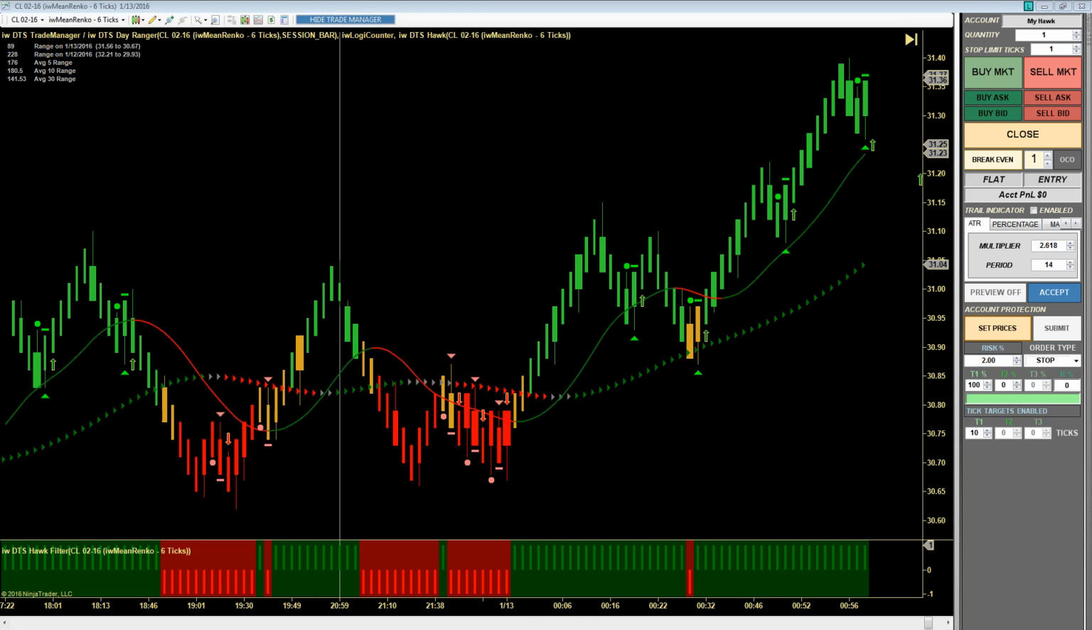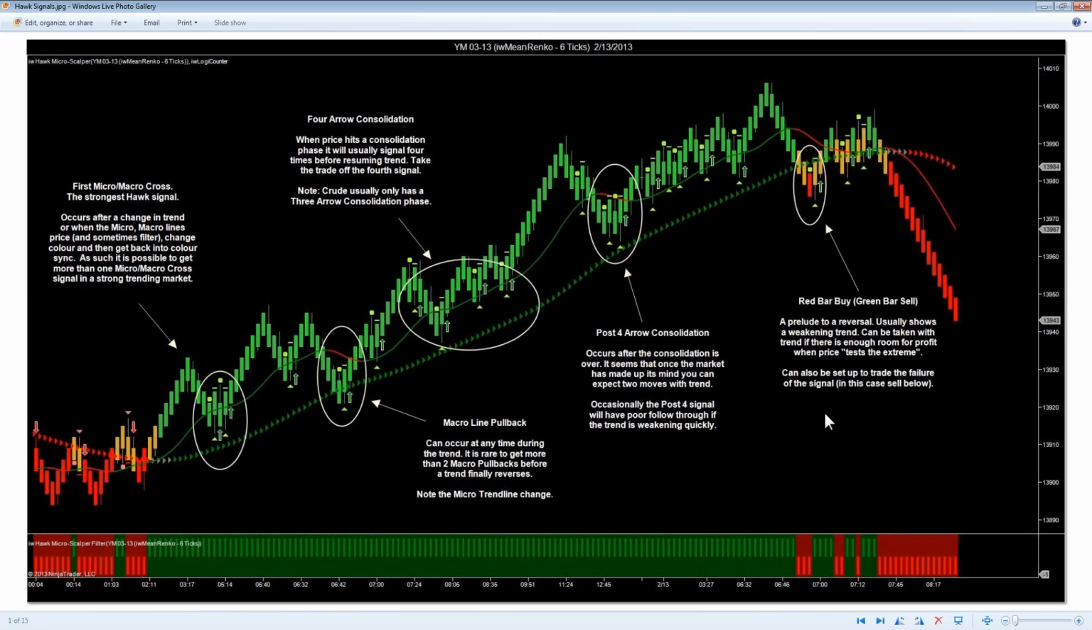Now I should also point out, and I'll be quick about this because I know those of you who have been in the room before are familiar with this concept: we don't necessarily take every single signal. We look for our high probability setups, and you can see this is what they look like here.